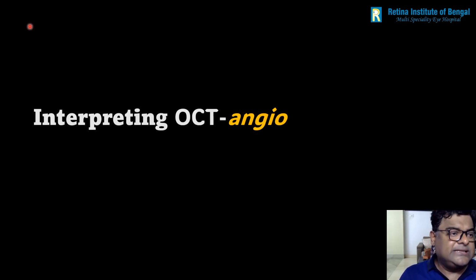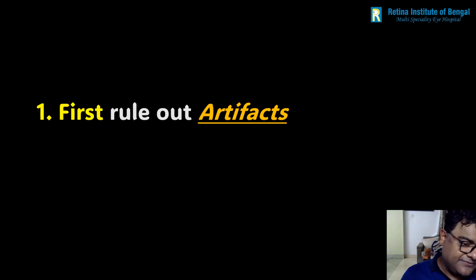So then how do we interpret OCT angiography? This is a very important point. First, you have to rule out artifacts, because it is very common in OCT angiography.